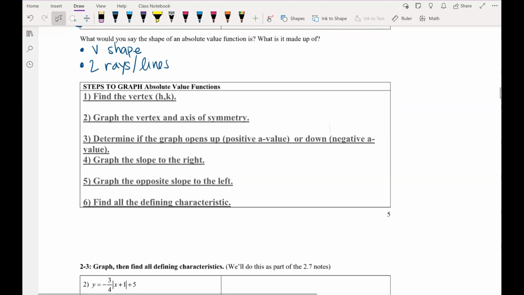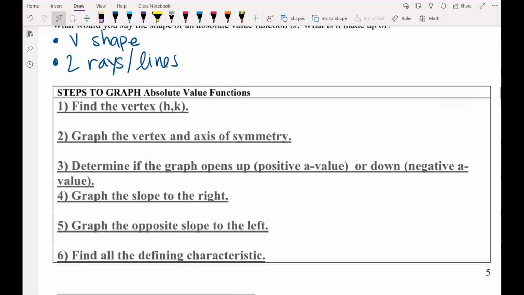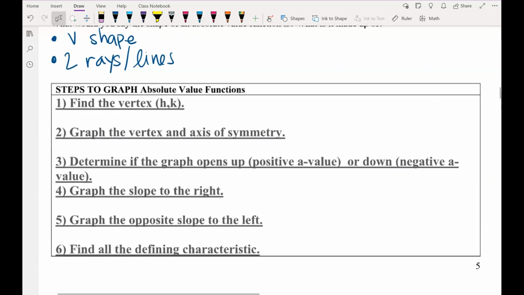Then next you guys have this blank box here. Go ahead and fill this out. Steps to graph an absolute value function. So these are all the ones that go ahead and write it in, and then we'll read it out later. It says here, find all the characteristics. We will do this in section 2.7.